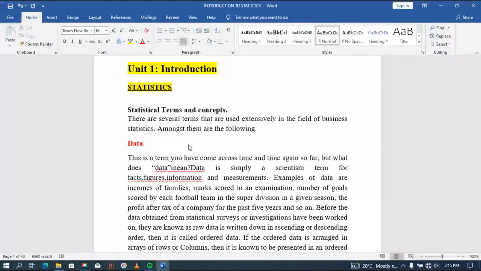So data is simply a scientific term for figures, facts, and information. An example of data are incomes of families, marks scored in an examination, number of goals scored by each football team, among other examples. So it is facts or figures that have not been processed into a more meaningful form.